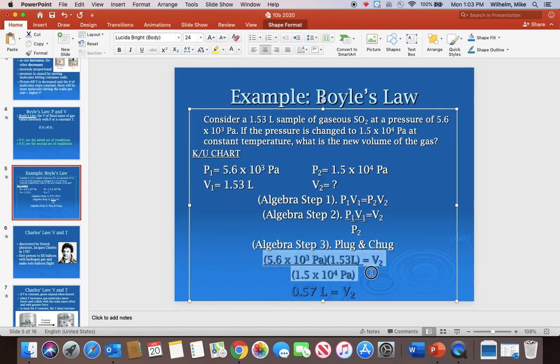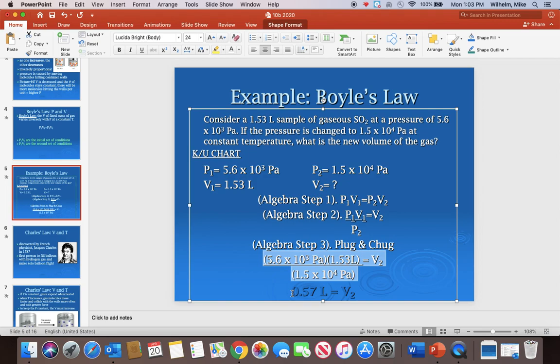So plugging and chugging those numbers in looks like this. I highly recommend you keep your units there so you know what to label your answer with. So 5.6 times 10 to the third pascals times 1.53 liters divided by 1.5 times 10 to the fourth pascals. Remember, we said we expected the number to be smaller than the initial volume, 1.53 liters.